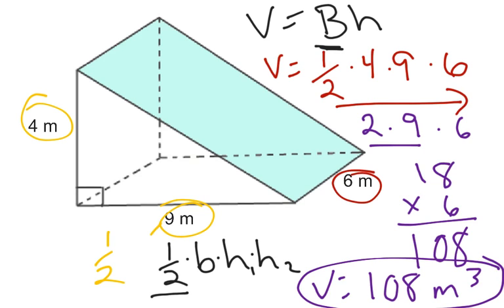And that's how you find the volume of a rectangular prism as well as a triangular prism. Really, what's important is to note the difference in the two formulas.